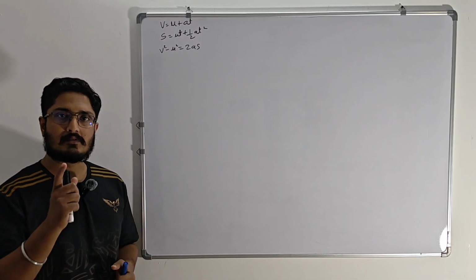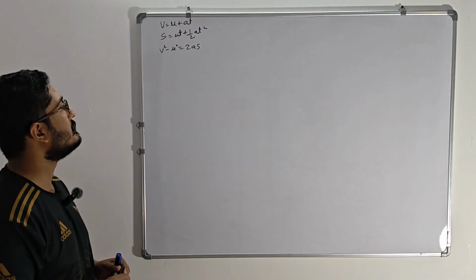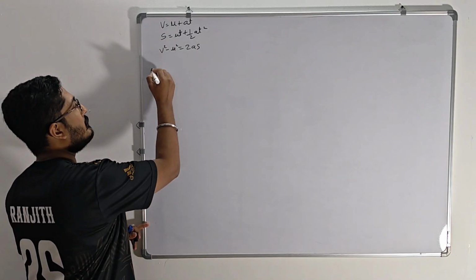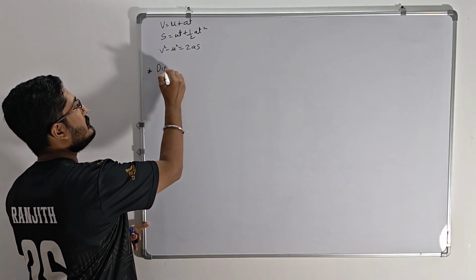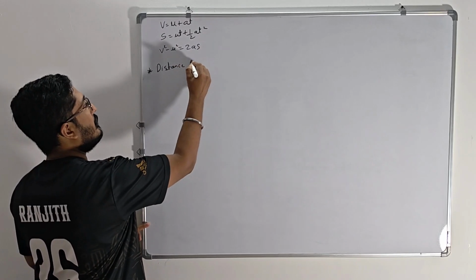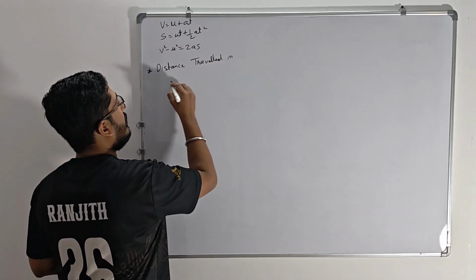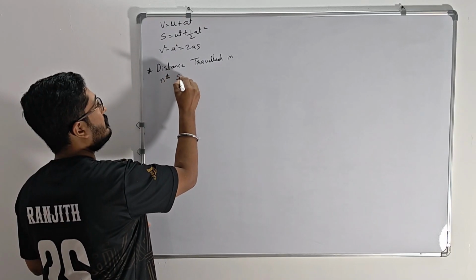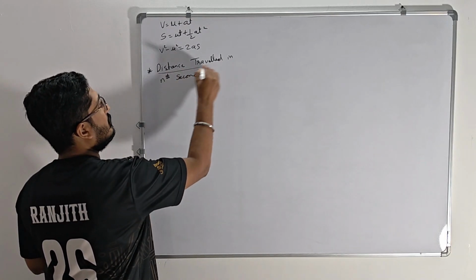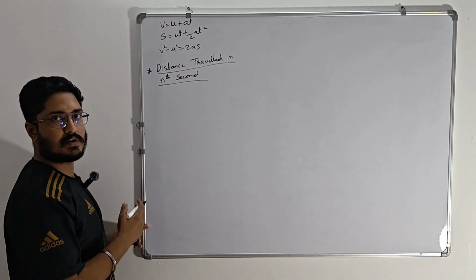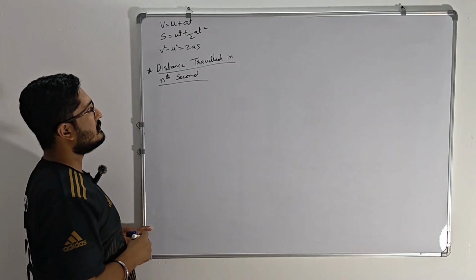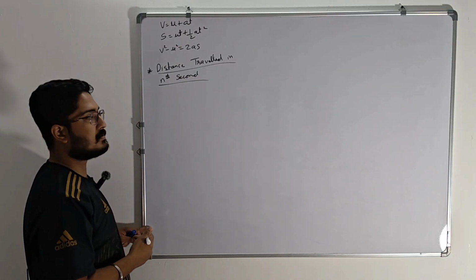Now in this topic, there is one more formula that you require, that is the distance traveled in the nth second. They ask questions based on this at times. So what's the meaning of nth second distance travel?